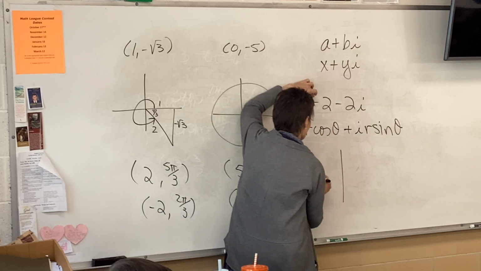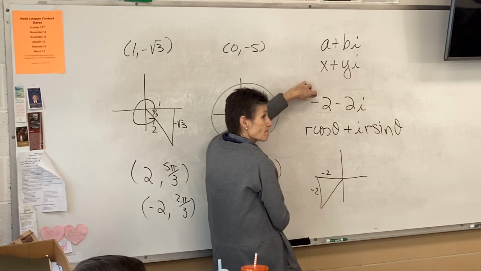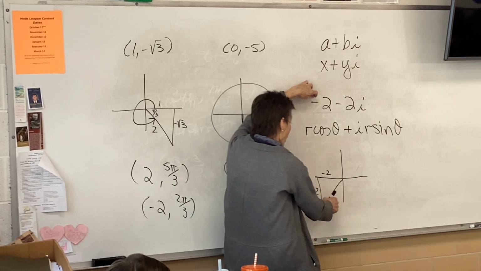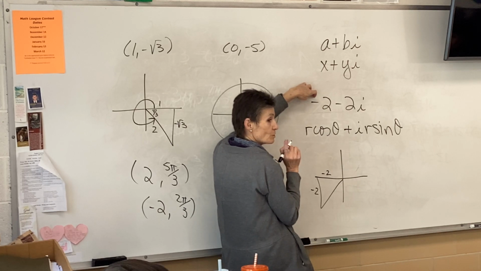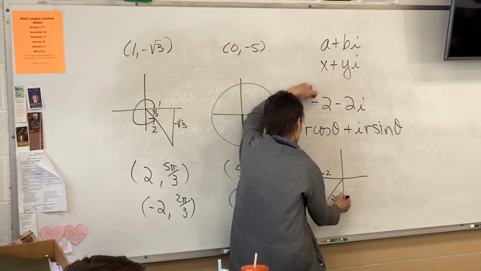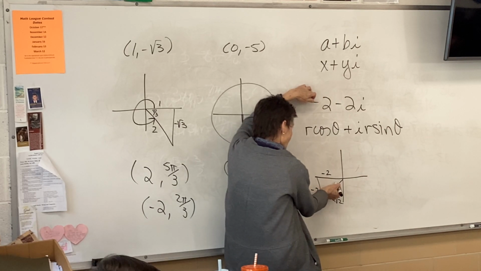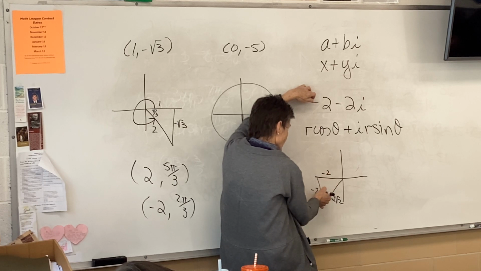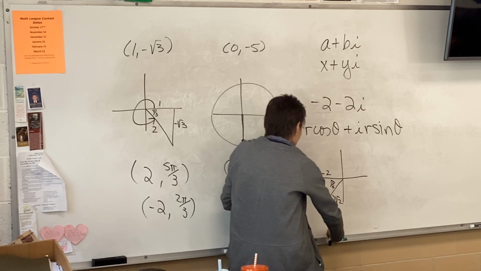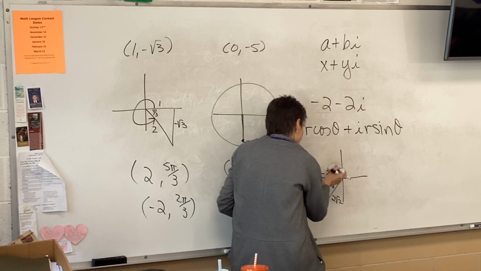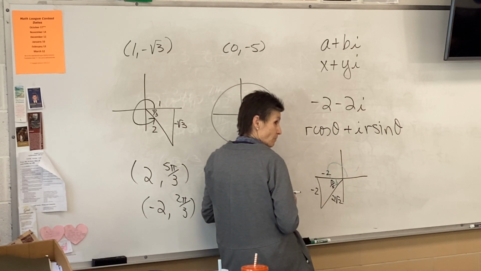This number looks like this: left 2, down 2. What's its r? 2 root 2. What's this reference angle right here? Both sides are 2's, so this angle has to be pi over 4. But that is not theta. Theta is this, which would be 5 pi over 4.